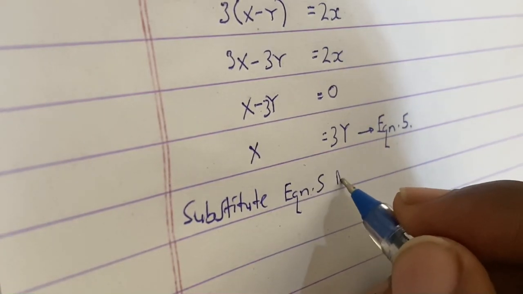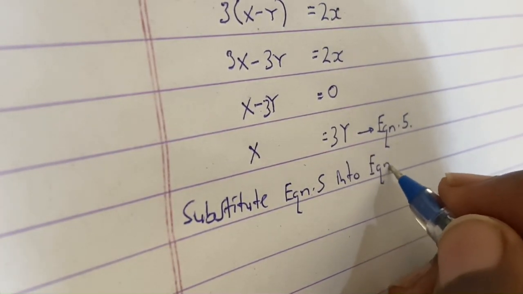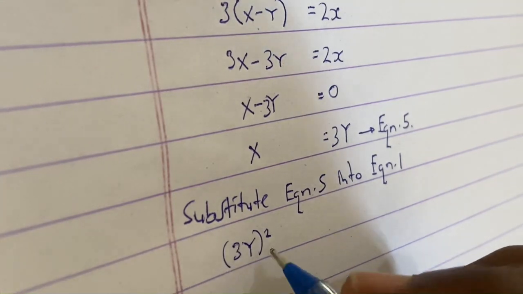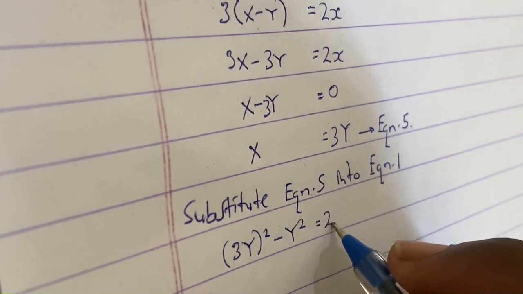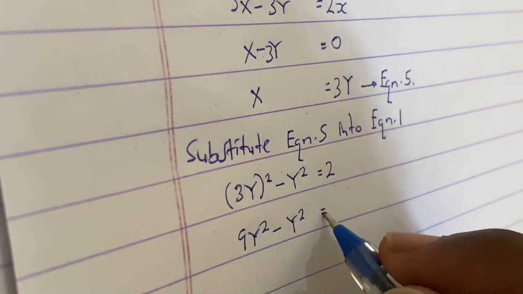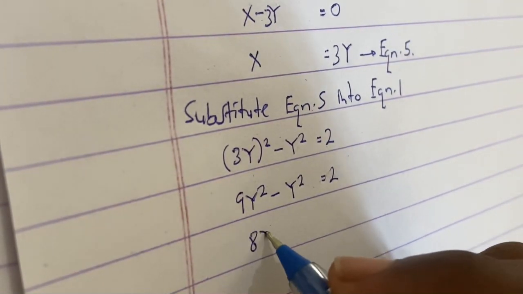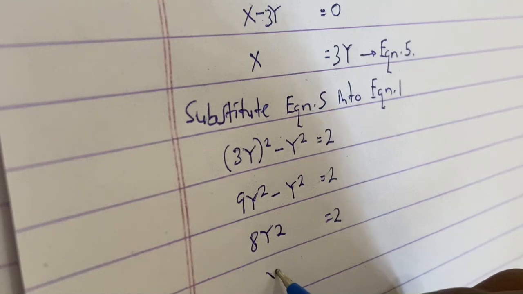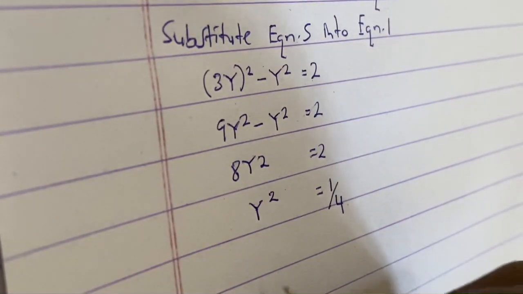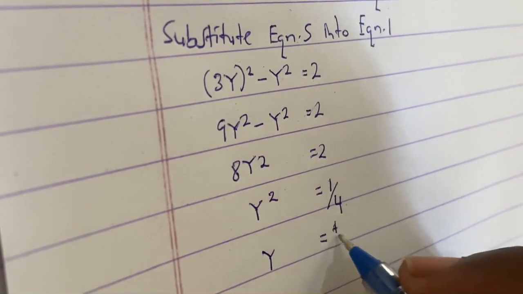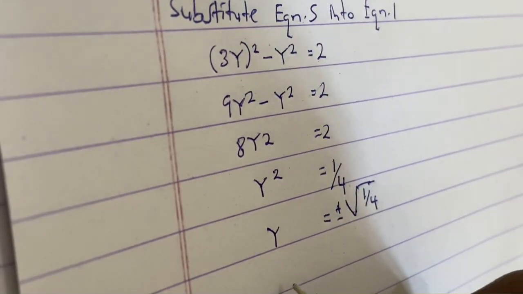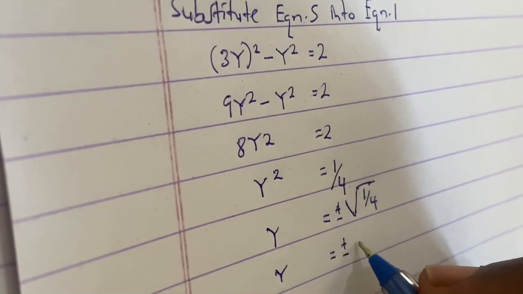So we're going to substitute equation 5 into equation 1. So this is going to be 3y squared minus y squared is equal to 2. So 9y squared minus y squared is equal to 2. So 8y squared is equal to 2. So y squared is equal to 1 over 4. Then y is equal to plus or minus square root of 1 over 4. Then our y is equal to plus or minus a half.